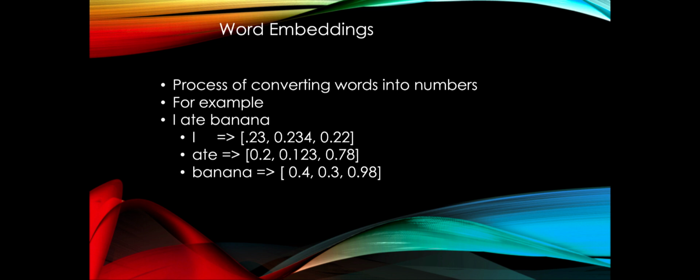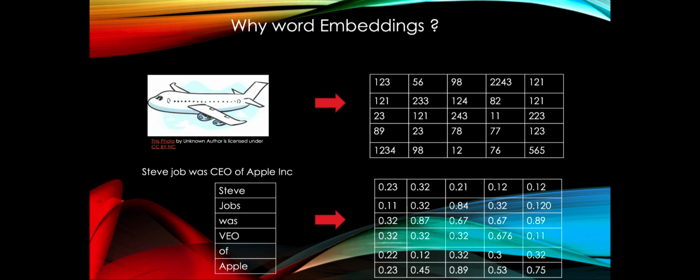There are various ways of converting these words into numbers, and we will learn about technologies like word2vec, GloVe embeddings, one-hot encoding, fastText, BERT, etc. We will learn about that a little bit later. Now you might wonder why represent words as numbers in the first place? What is the advantage?